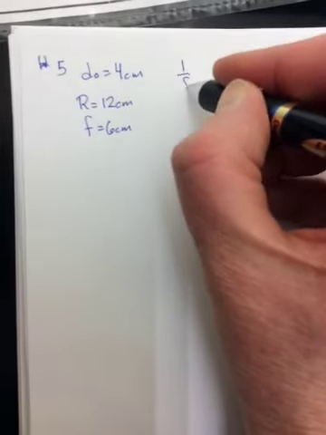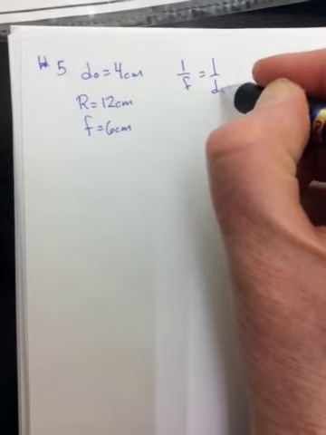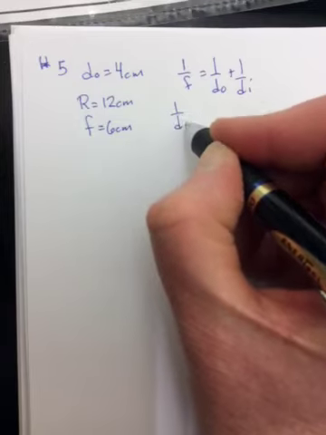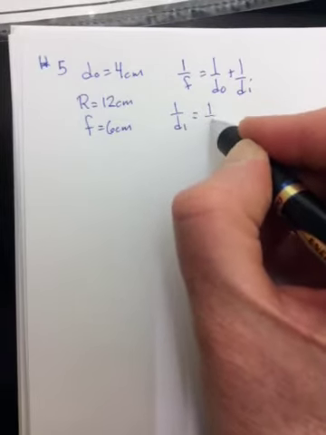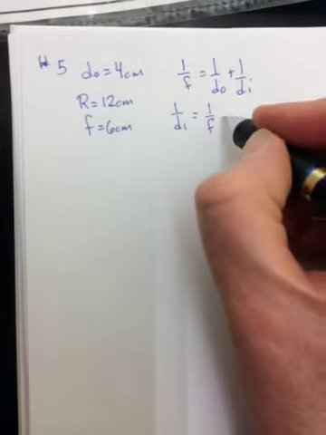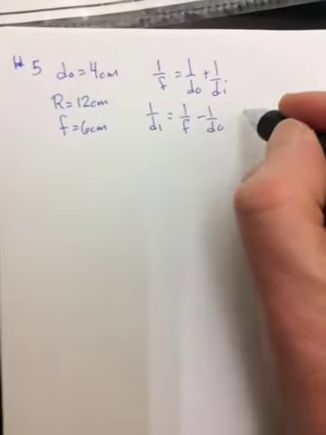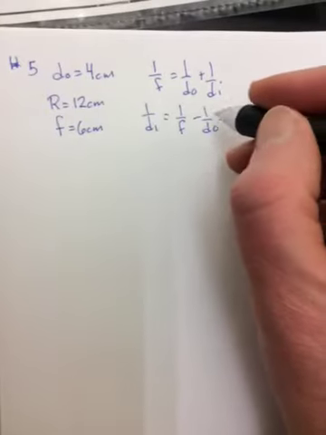So mirror equation, 1 over F is equal to 1 over DO plus 1 over DI. And I didn't say this earlier, but you do not have to change these to meters. That's just going to give you nasty numbers. So keep them as centimeters as long as they're all the same, and it'll make your numbers easier to manage.